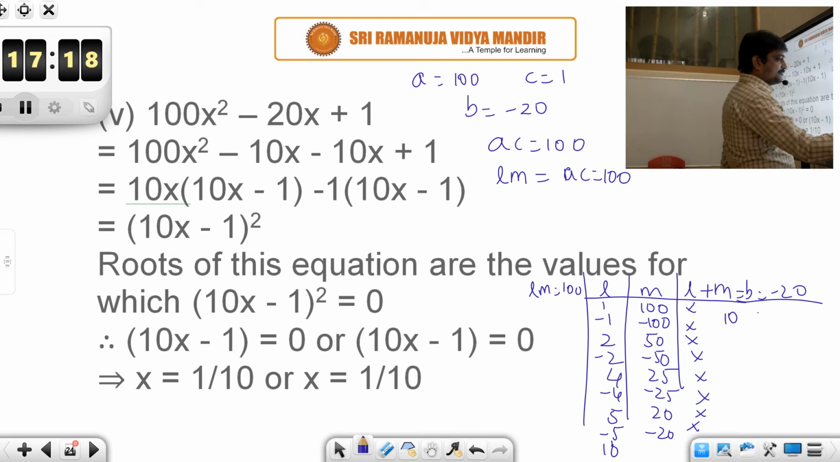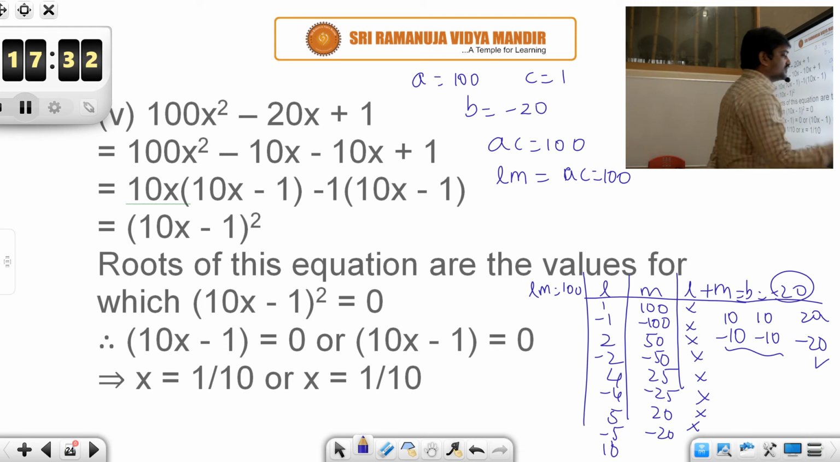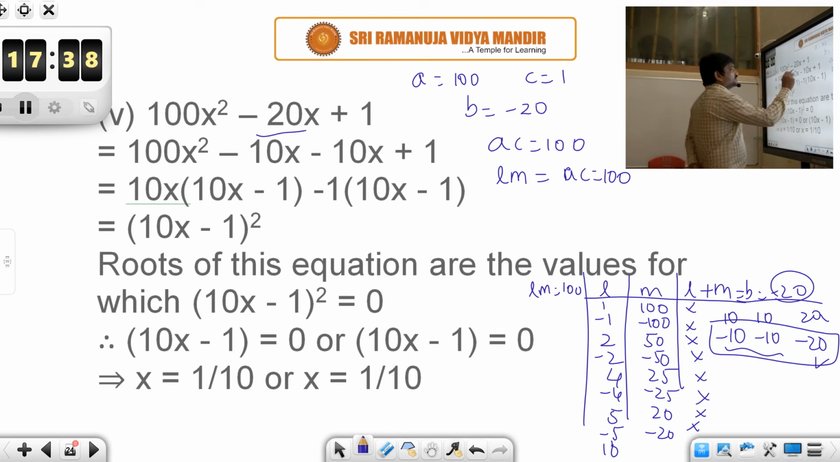L is 10, M also would be 10. 10 plus 10 is 20, so this is not possible. What if L is minus 10 and M is minus 10? The sum is minus 20, so this is possible. So the choice of L and M should be minus 10 and minus 10. So minus 20, you will write it as minus 10, minus 10.